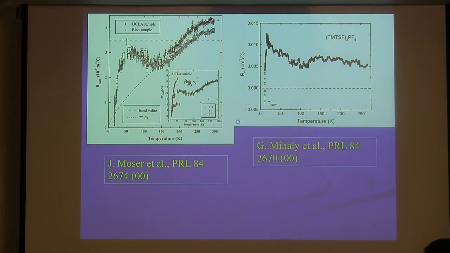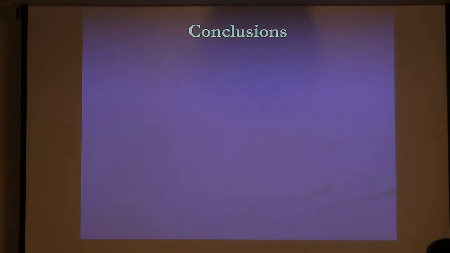Here are 2 experiments on the same sample that measure the Hall effect. This experiment sees a very strong temperature dependence. This experiment sees something which is totally flat. Same sample, same temperature. At least one of these experiments is incorrect. So we cannot even say that we take the experiment as a guide of what we should find theoretically. So this is what I would call really an open problem.